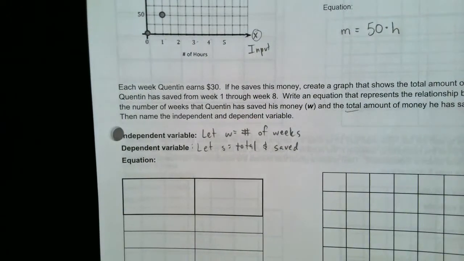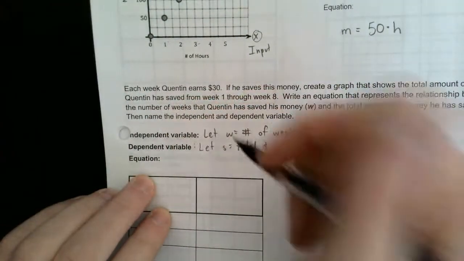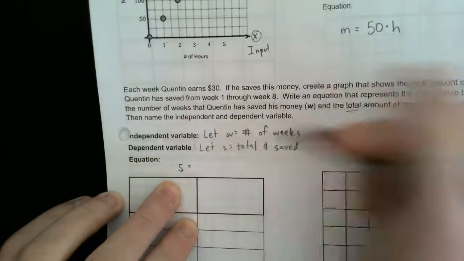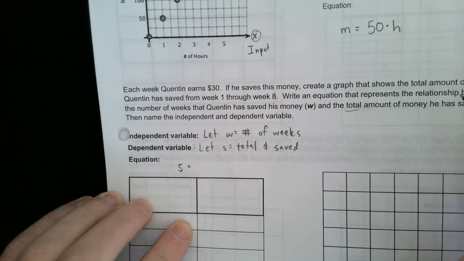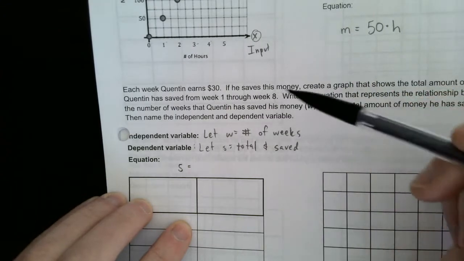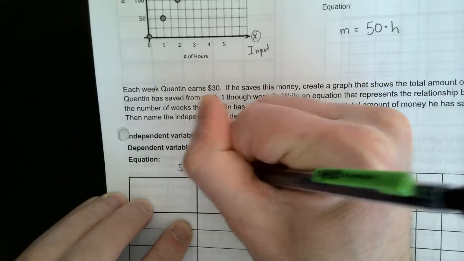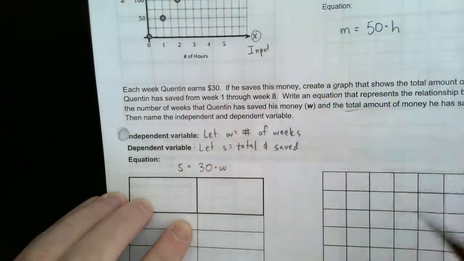Here's the equation. S is the total, so s is going to go by itself. And to get the total, we're going to multiply the number of weeks by how much he earns per week, which is $30. So we're going to let s equal 30 times w.